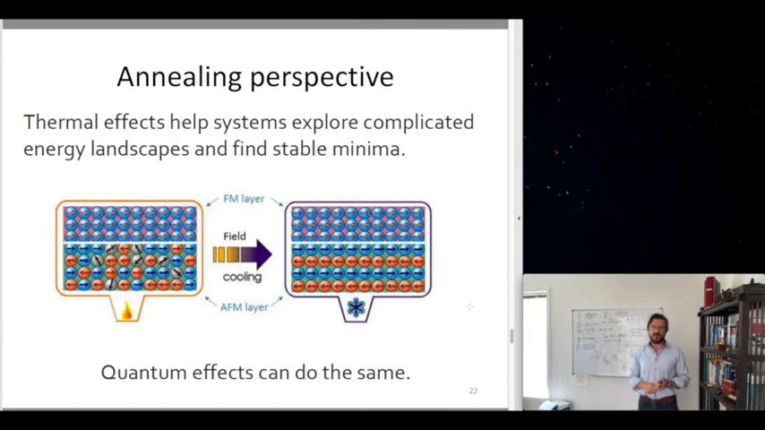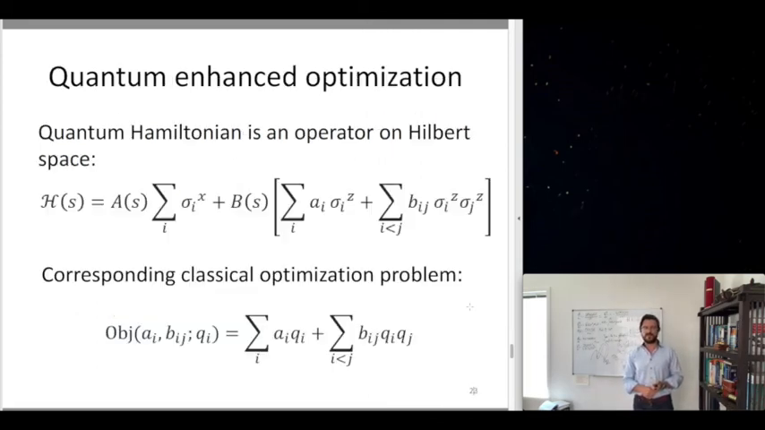Here is another perspective on that, showing that thermal effects help systems explore complicated energy landscapes and find stable minima, which can also be achieved by a quantum system. And the corresponding classical optimization problems: remember we had the initial Hamiltonian and the problem Hamiltonian on the right. In the Ising spin problem, the corresponding classical optimization problem is below, because we only care about the right-hand side, right? The left-hand side is given by the system. The right-hand side is our problem that we encode. So we only have to encode this matrix.